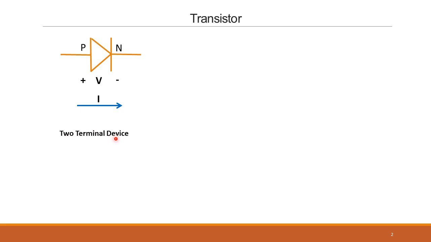This is an example of a classical two-terminal device. Only two terminals, P and N. You apply voltage across it, you get a current through the device from terminal 1 to terminal 2.